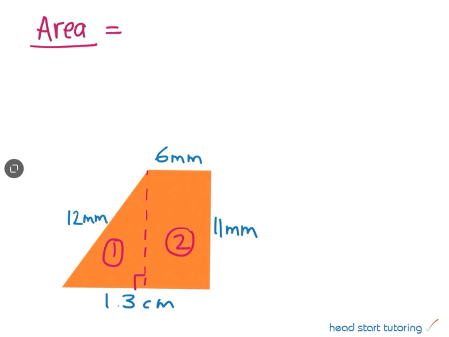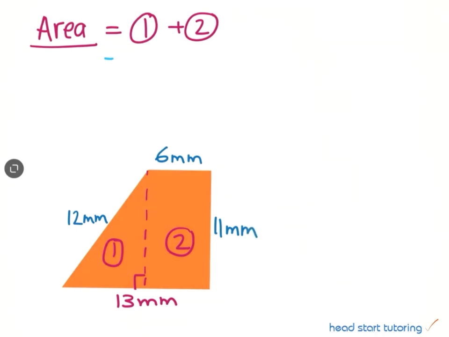So for the area, we need to add the area of shape 1 and the area of shape 2 together. What we need to do as well is convert any measurements that are unlike the other measurements into that same measurement. So 1.3 centimeters, we need to convert into millimeters. We know that 1.3 centimeters is equal to 13 millimeters. So we can cross that 1.3 centimeters out, and replace it with 13 millimeters. Now all our measurements are the same, and we can work out our area.